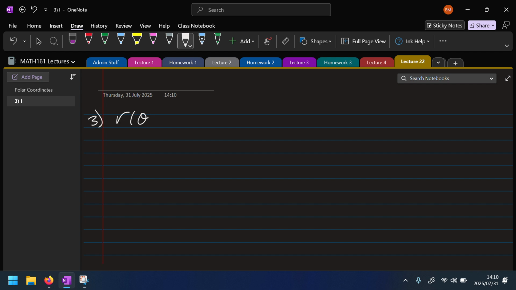So this is r of theta is equal to 2 sine 3 theta. Okay, so we're going to do a quick sketch of the sine function, and then we're going to get our points, plot the points, and then connect the dots. So what's this going to look like?